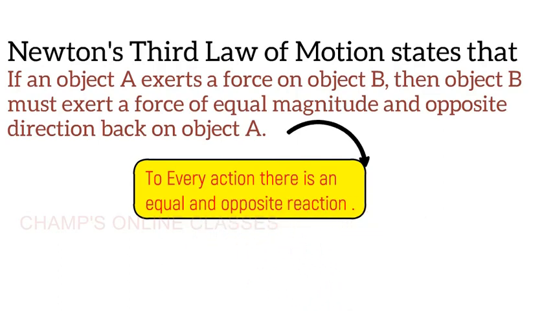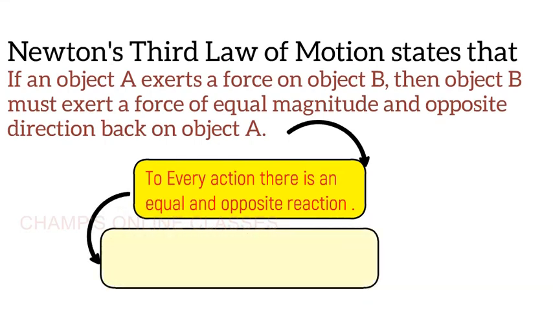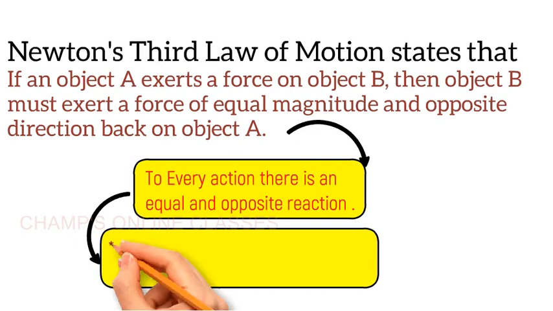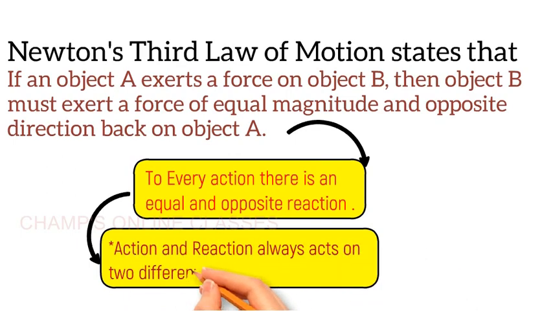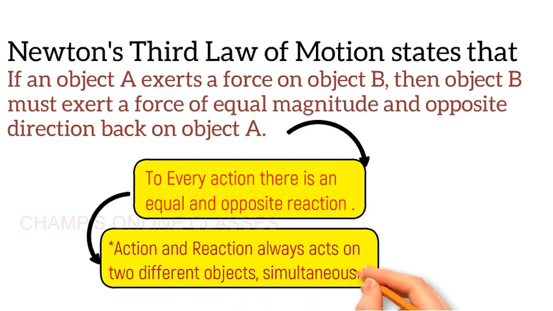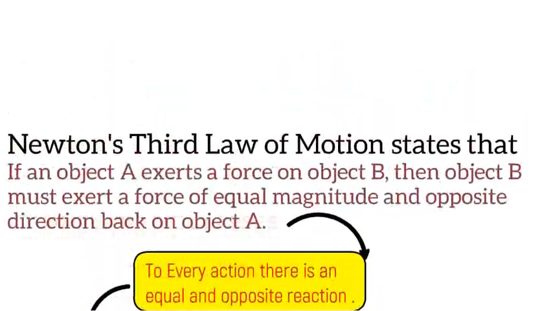Now, here we can see there is not just one force acting, but there is a pair of forces known as action and reaction forces. Important point again, action and reaction always act on two different objects simultaneously. Let's understand the statement by some examples.